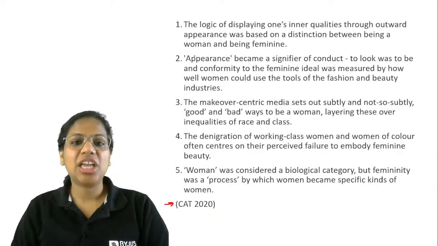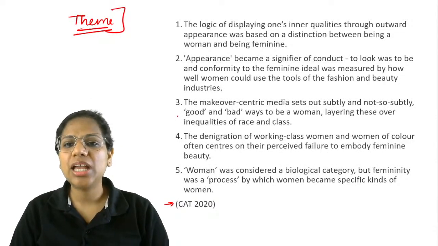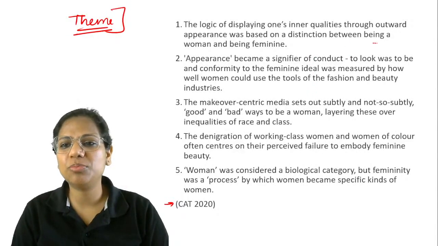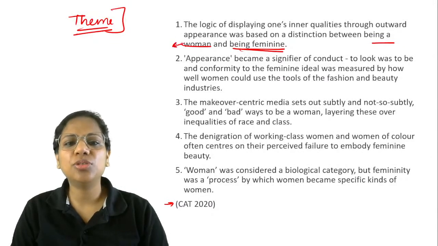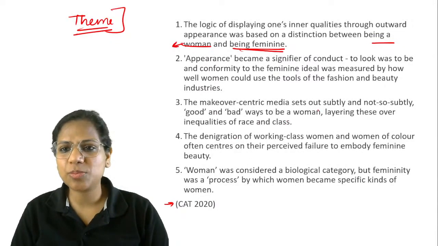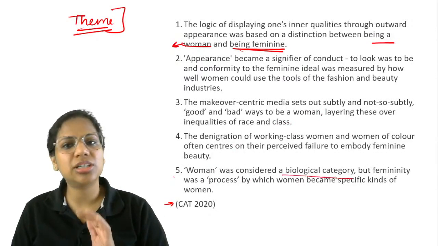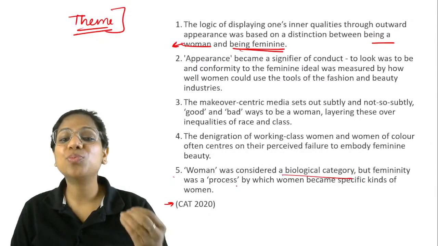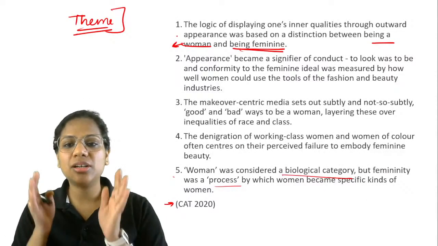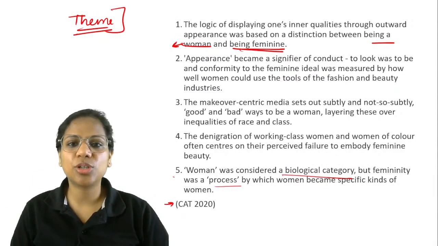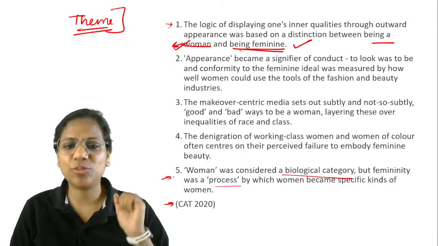Okay, 4 belongs. Understanding the broad theme would have helped you. Basically, we are focusing on the distinction between being a woman and being feminine. Being a woman is a biological thing. I think the author has also explained this in our sentence. Woman was considered a biological category, but femininity was a process by which women became specific kinds of women. So the various sentences focus on this difference between being a woman and being feminine. So 1 belongs, 5 belongs.